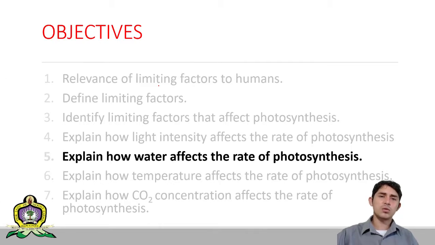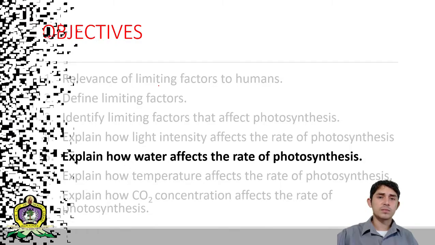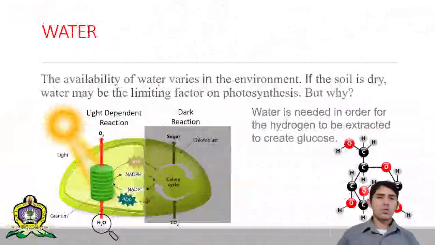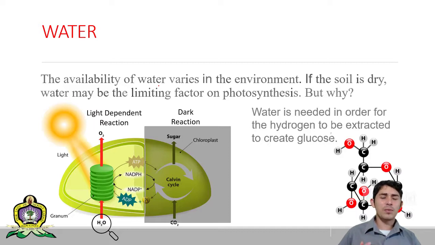Let us move into objective number 5, which is to explain how water affects the rate of photosynthesis. One of the things that we need to keep in our minds is that we as students build on the knowledge that we know. Yes, we know for a fact that water is needed for the plant. The plant needs water. We know that from the time we were children. But why exactly does the plant need the water?